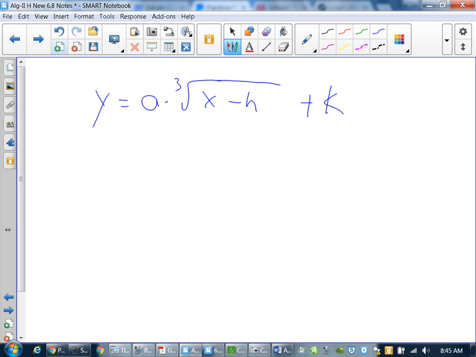So, what do you think your A, H, and K is going to do to all these points? The same. Your A is a scalar. That A is that scalar.